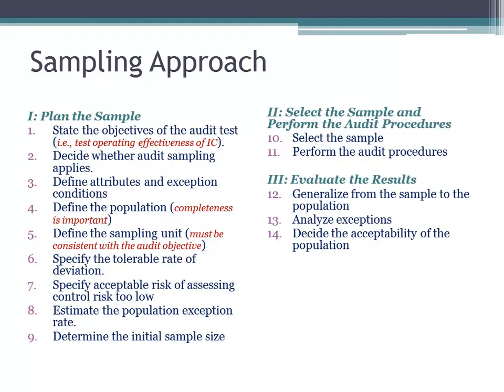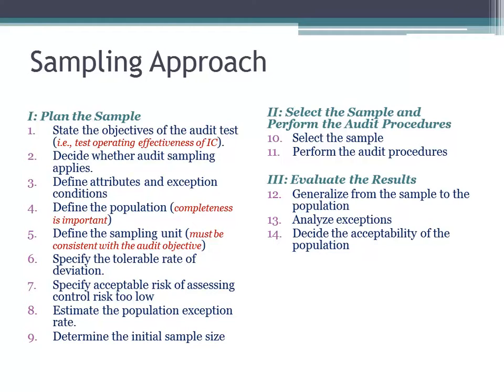Define the attributes and exception conditions. So what we mean here is, if you're testing attributes, that is a test of internal controls. So you have to define the attributes of that control, right? Going back to the disbursement example, the attributes that I look for as the auditor would be a three-way match. So you look for all three of those documents.